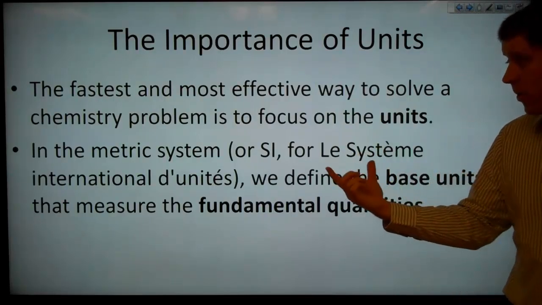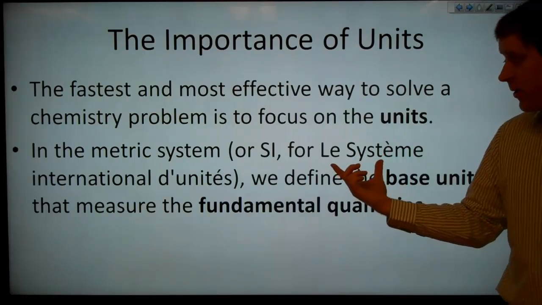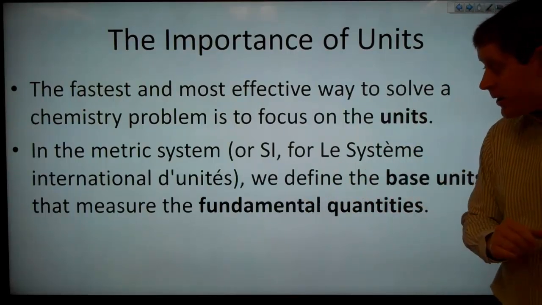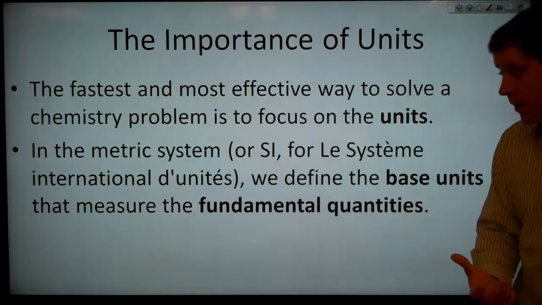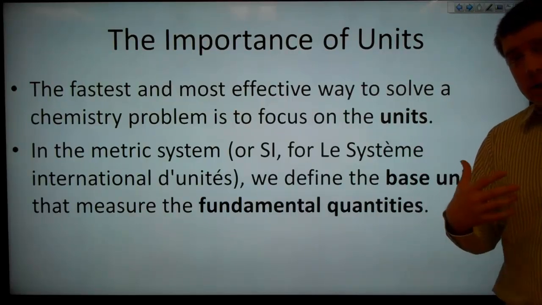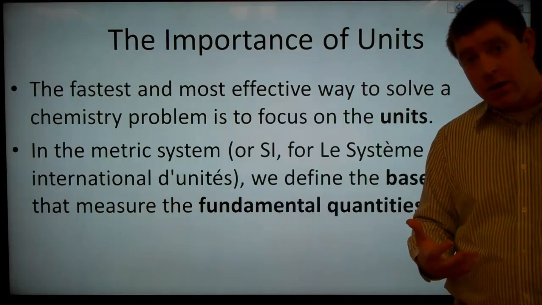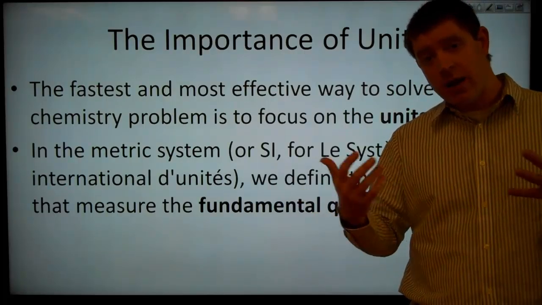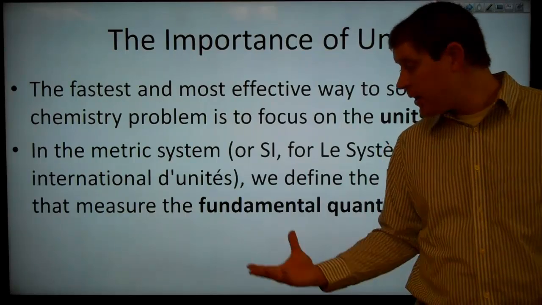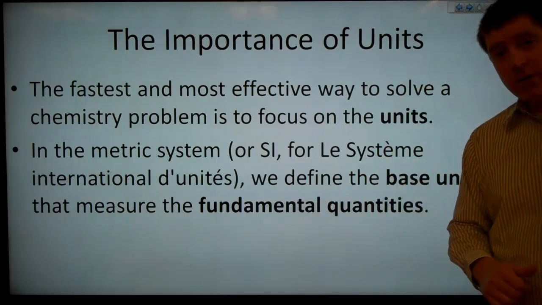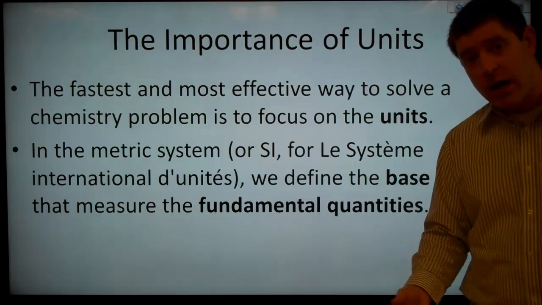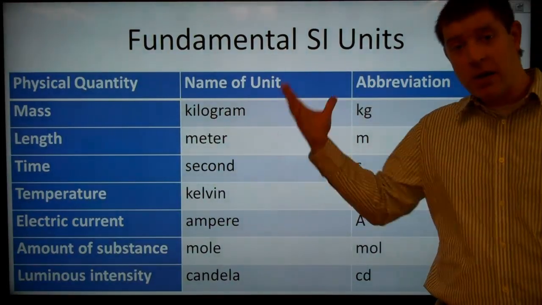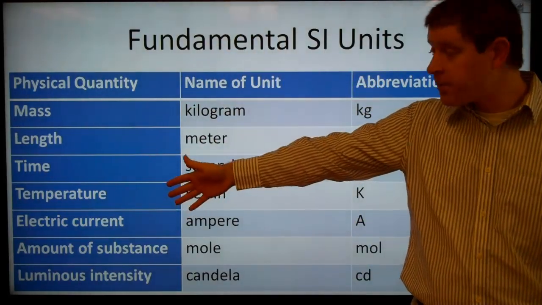So, in the metric system, or SI, for the French, for the International System of Units, I can't speak French, so I'm not going to try reading this. We define the base units that measure the fundamental quantities. So there are 7 fundamental units that measure 7 fundamental physical quantities. All other physical quantities are based on those 7 physical quantities, and thus all other units are based on those 7 fundamental units. So we have derived units and fundamental units. The derived ones are all derived from those 7 fundamental units. And here are the 7 fundamental units. So we've got 7 physical quantities and 7 units.